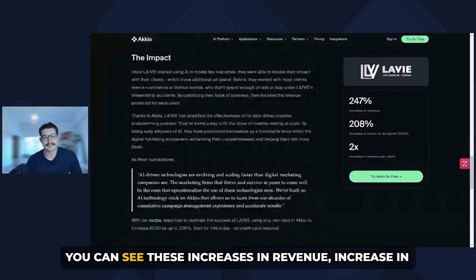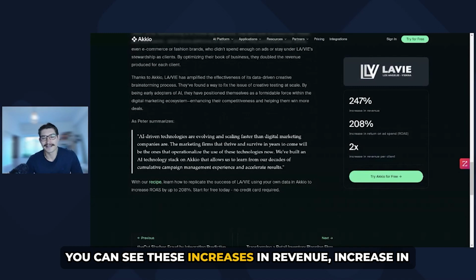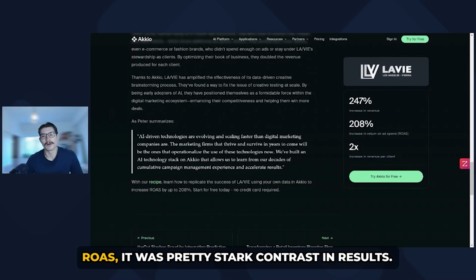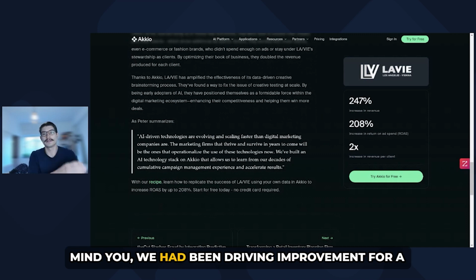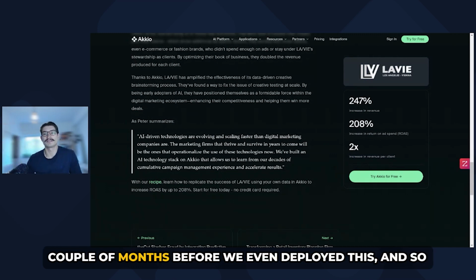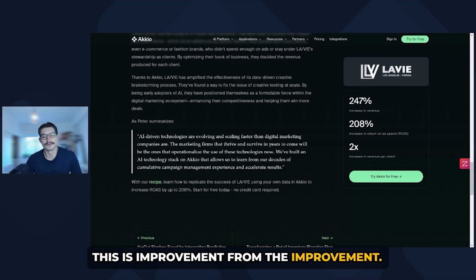So you can see these increases in revenue, increase in ROAS. It was pretty stark contrast in results. And mind you, we had been driving improvement for a couple of months before we even deployed this. And so this is improvement from the improvement.